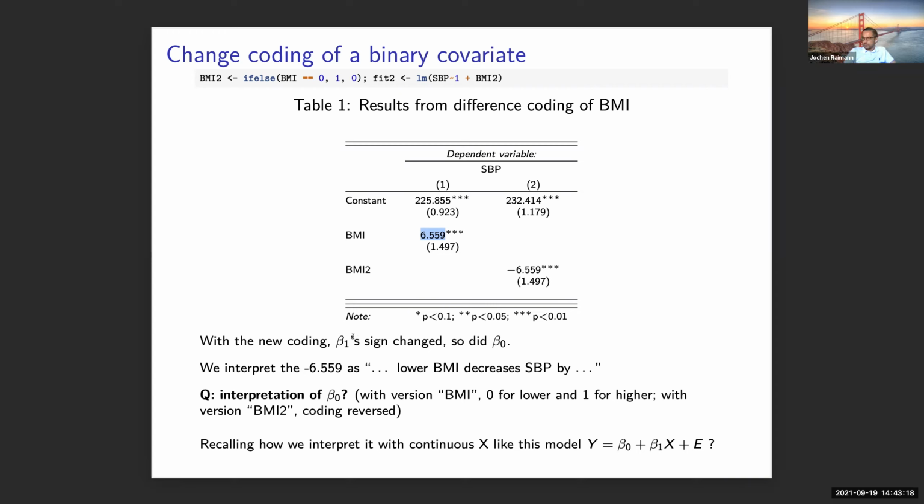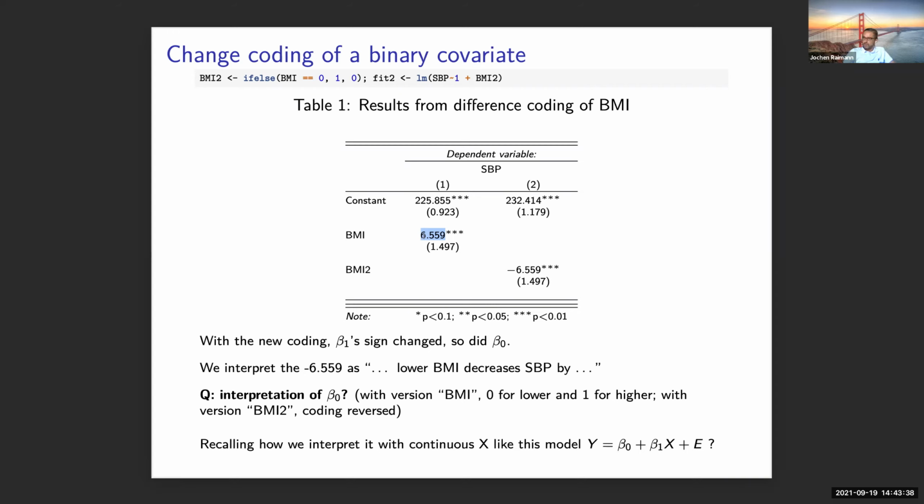But that makes sense, right? So the beta 1 sign changed, so did beta 0. Beta 0 changed because it's now reflecting a different reference group. And this is important, and you will see why, because we're going to talk about this as well for the polytomous covariate, and it's the same story, right?